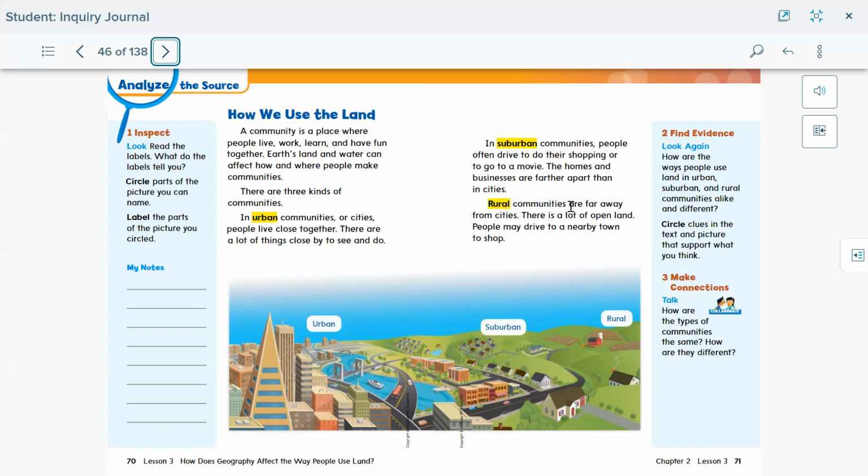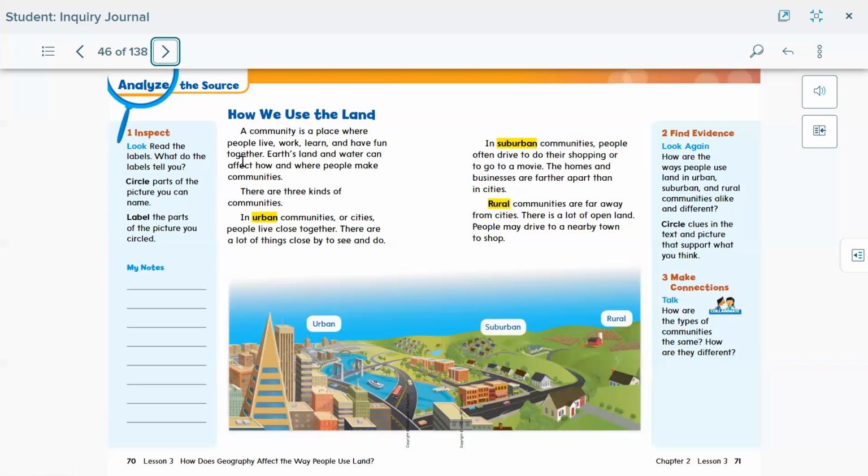The rural communities are far away from cities. If we look at the rural, and this is the city or the urban, so it's kind of far away, there is a lot of open land. People may drive to a nearby town to shop. So people who live in the rural land could drive probably an hour or so to go to the closest city or the closest town so they can do their shopping or visit an amusement park or something.